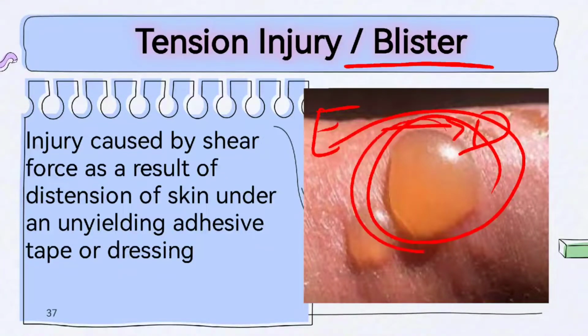Now again, go back to your basics. If the blister happens on a bony prominence area, a bone is present on that area, then that is a pressure injury. Now, very common, tension blister happens where? Inner thigh. Sometimes it just happens on the hands of the patient, sometimes on the abdomen, sometimes on the chest, and this is very common in our hospital.